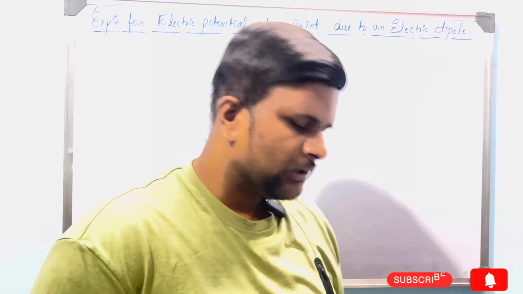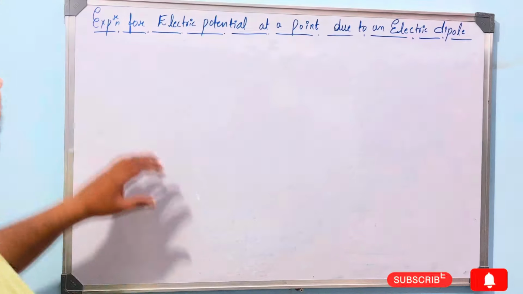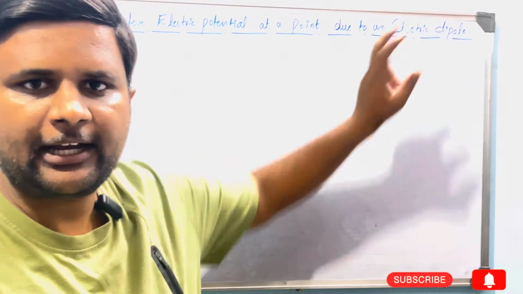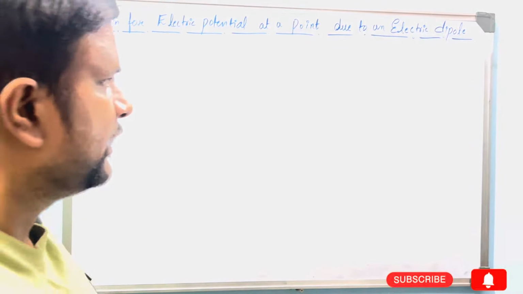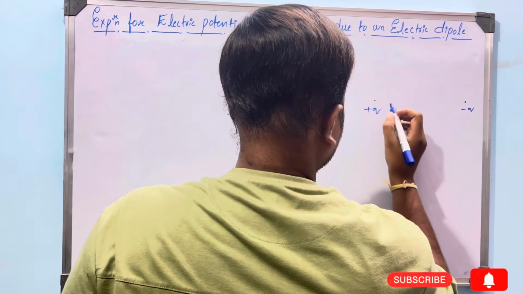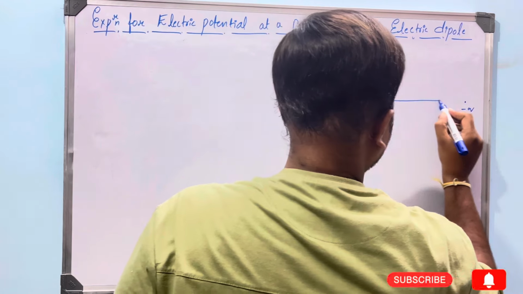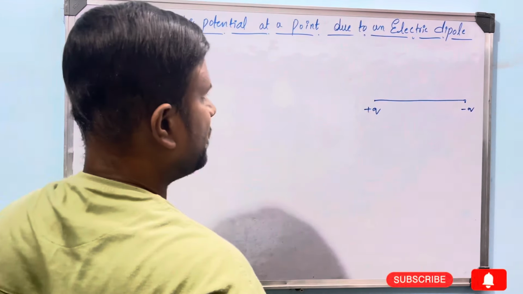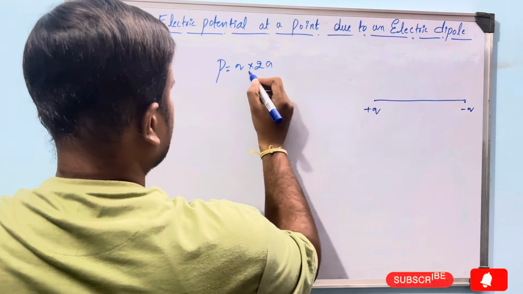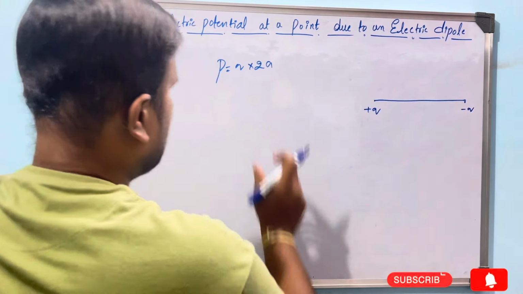Hello everyone. In this class, I am going to derive an expression for potential at a point due to an electric dipole. Dipole means it consists of 2 points. So which are those? Minus q charge and plus q charge, separated by a distance 2a. The dipole formula is P equal to q into 2a. It is the product of the magnitude of either charge of the dipole and the dipole length.